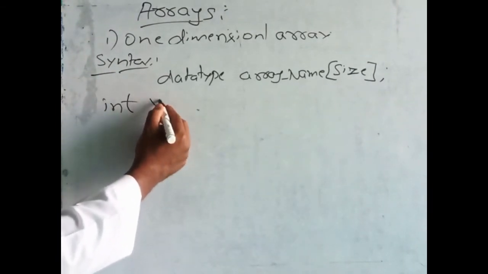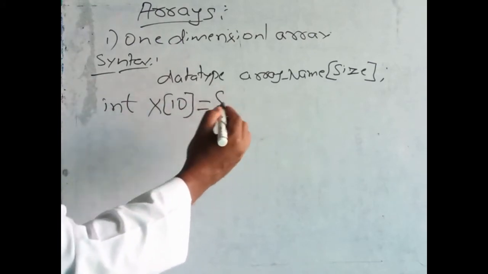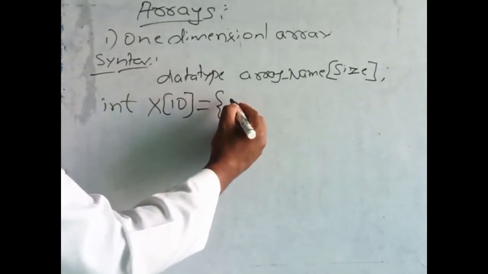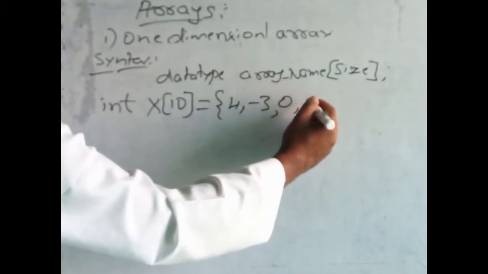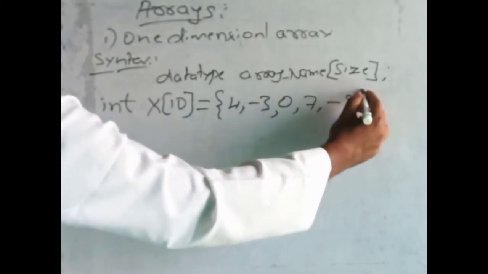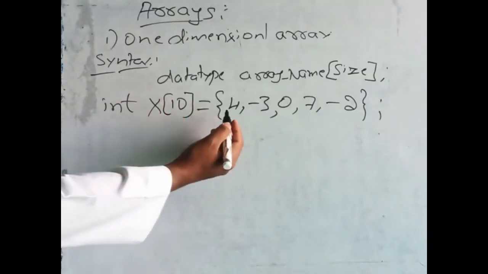int x of 10 is equal to curly bracket. These are the square brackets. Here we are writing curly bracket, 4, minus 3, 0, 7, minus 2, close. This is one array. Here we are giving index values.